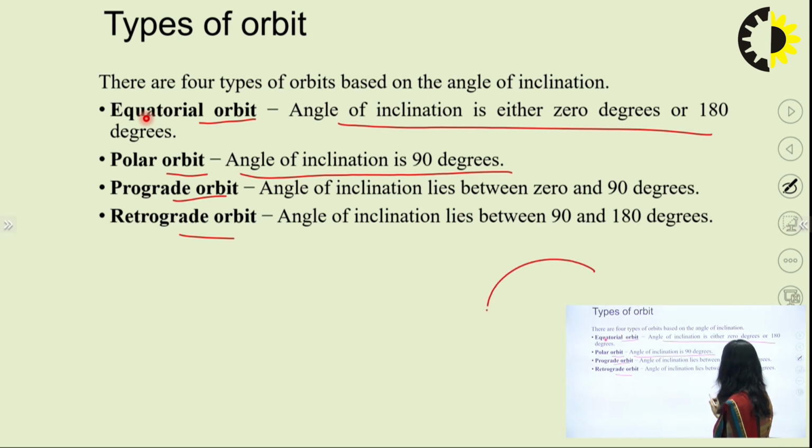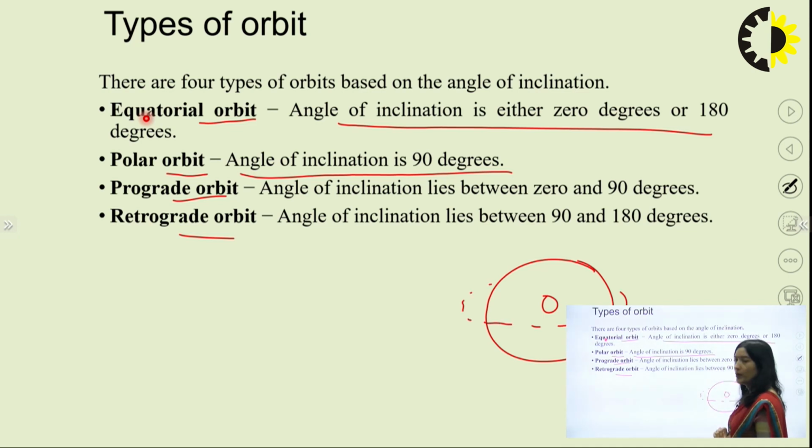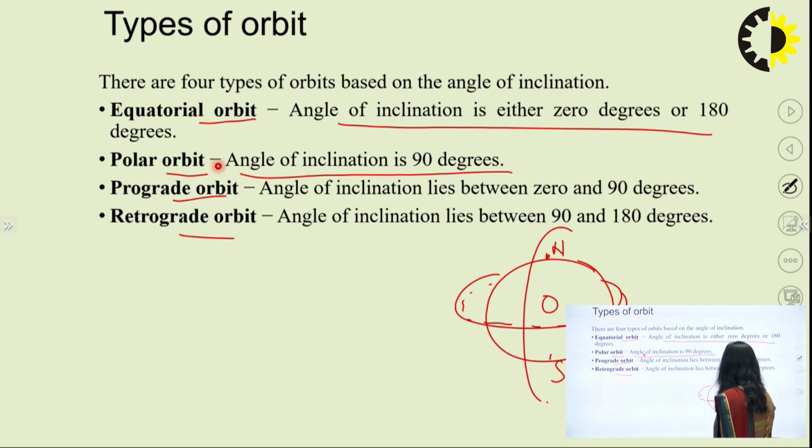So, if we see like this, okay, this is the equator. For equatorial orbit, it will be parallel to the equator, so inclination will be 0. Polar orbit means this is the north pole, this is the south pole, so your orbit will be like this. In polar orbit, the angle of inclination is 90 degrees, right?